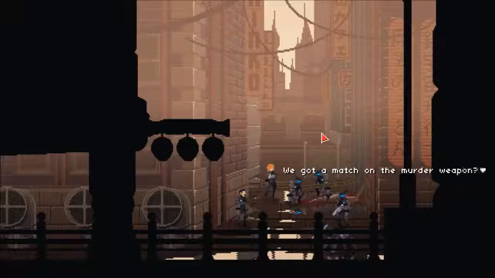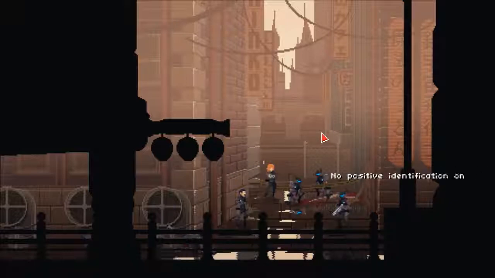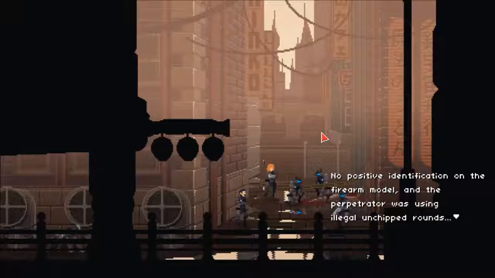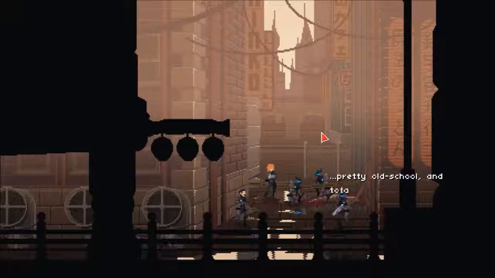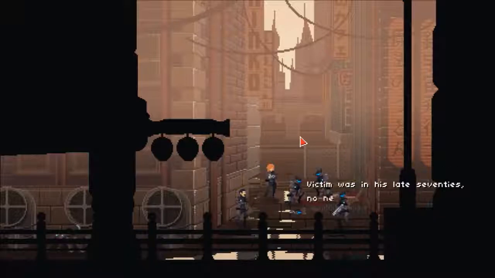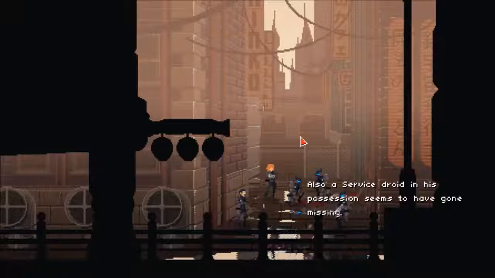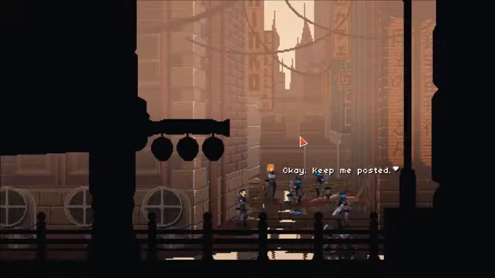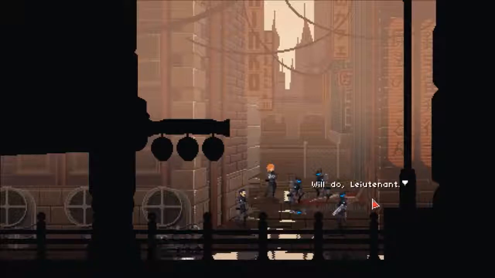We got a match on the murder weapon? No positive identification on the firearm model, and the perpetrator was using illegal unchipped rounds. Pretty old school and totally untraceable. Damn. Sergeant, can you give me the 101? Victim was in his late 70s, no next of kin, no obvious motive, and no fingerprints. Also, a service droid in his possession seems to have gone missing. Possible theft? Okay, keep me posted. Will do, Lieutenant.